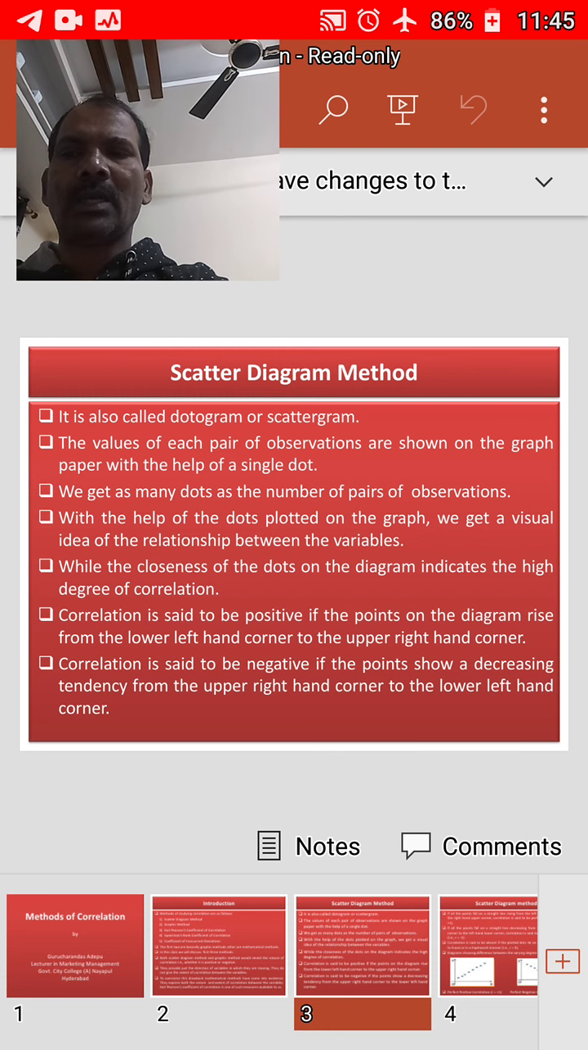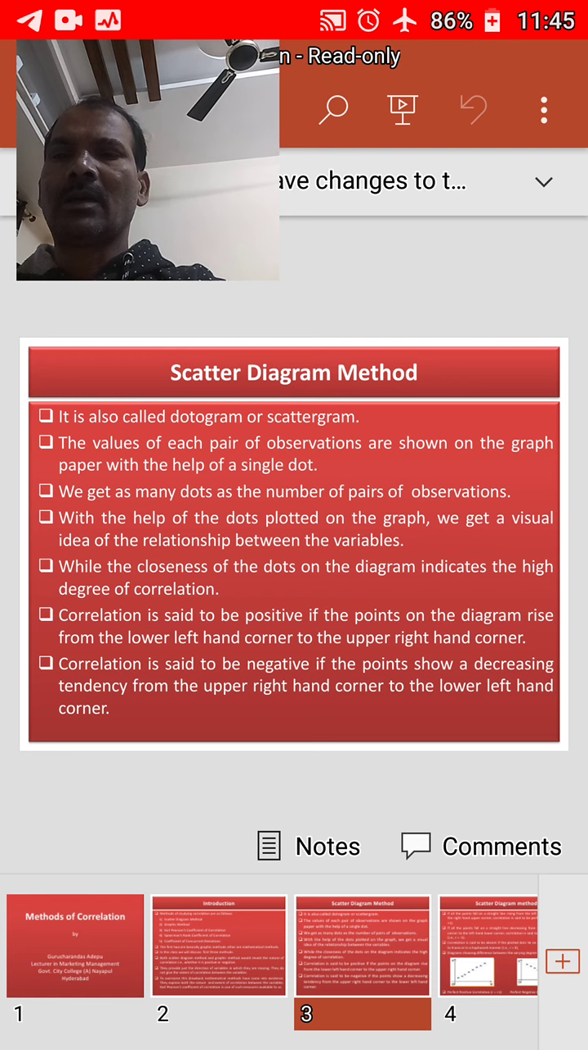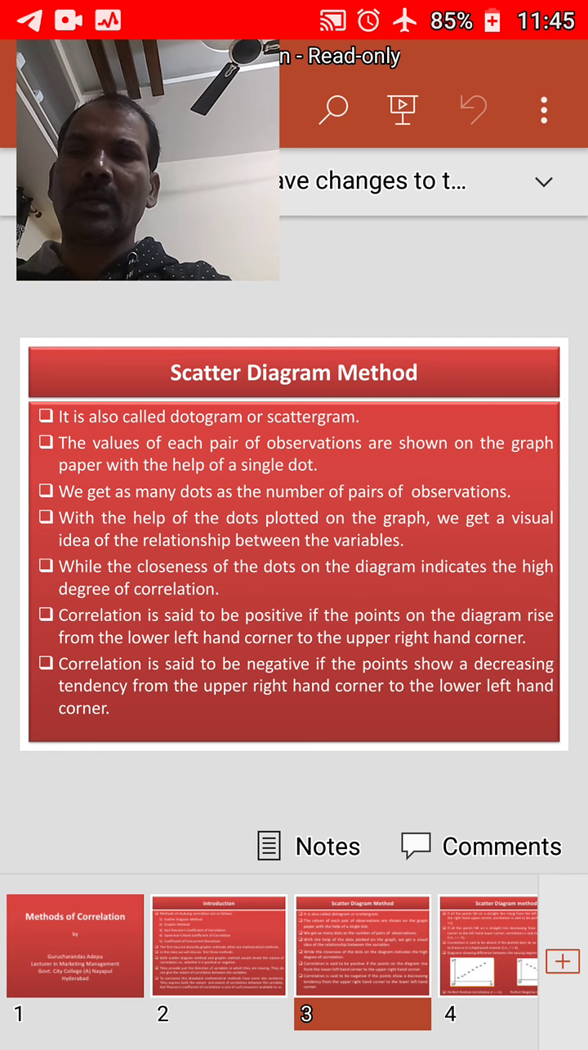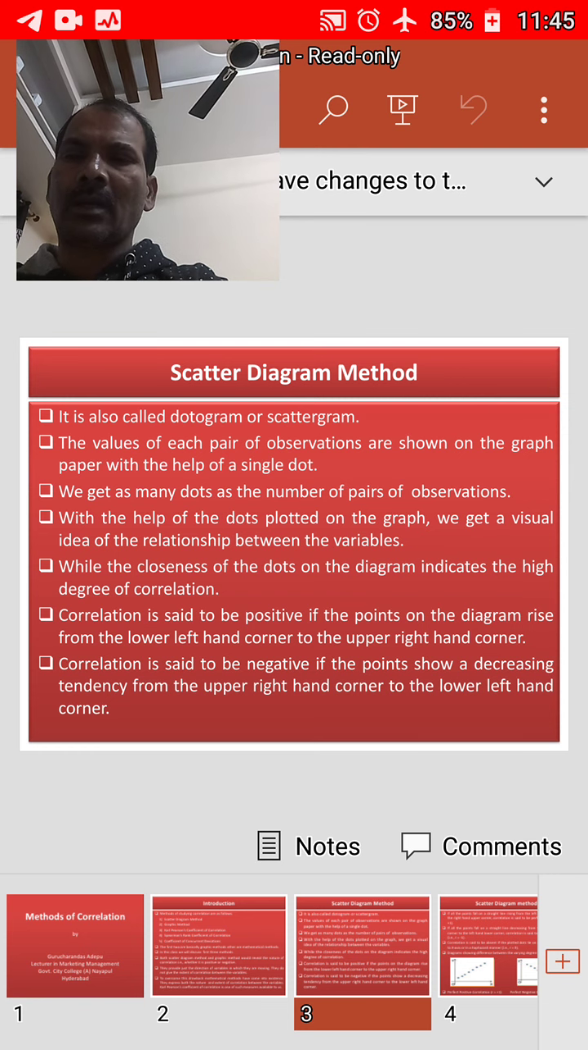Correlation is said to be positive if the points on the diagram rise from the lower left hand corner to the upper right hand corner. On the other hand, correlation is said to be negative if the points show a decreasing tendency from the upper right hand corner to the lower right hand corner.